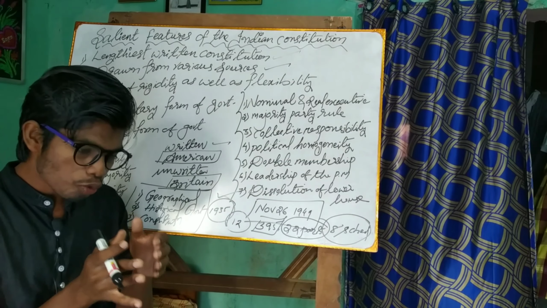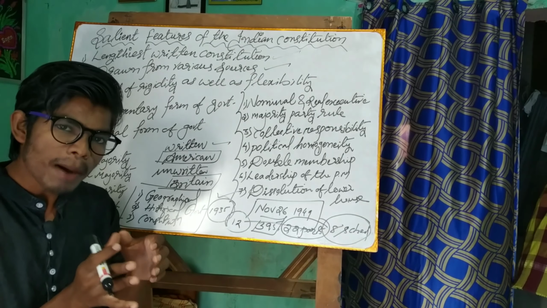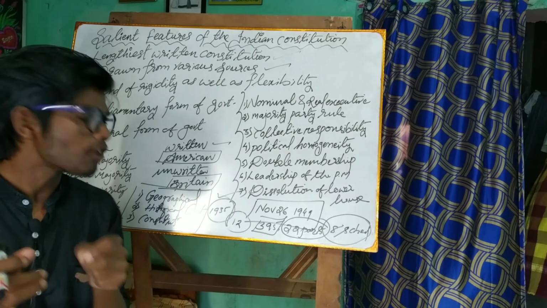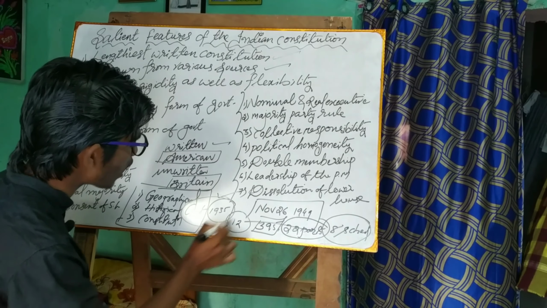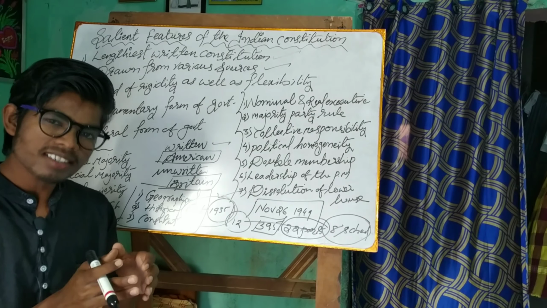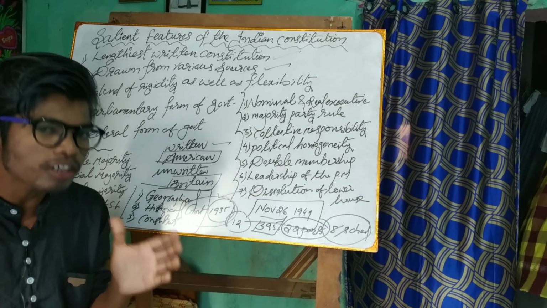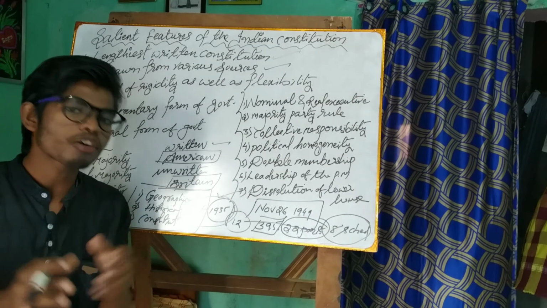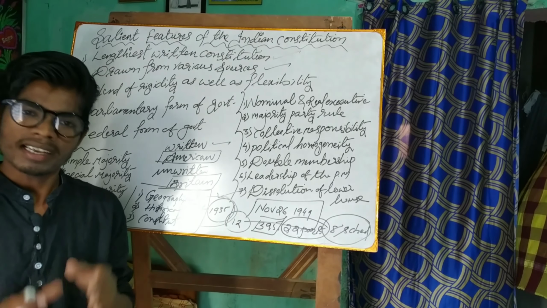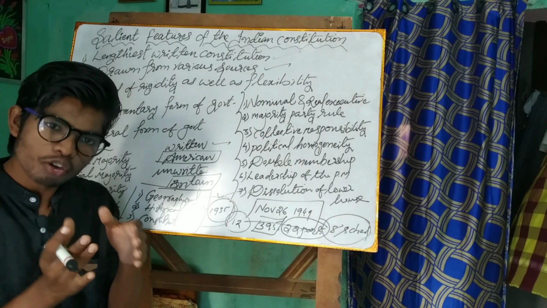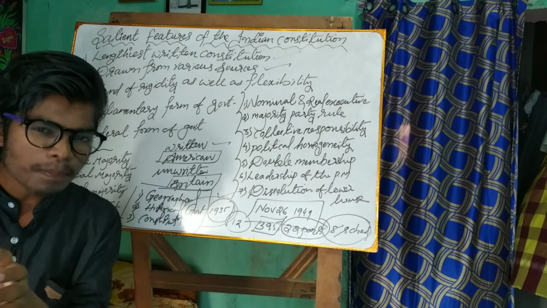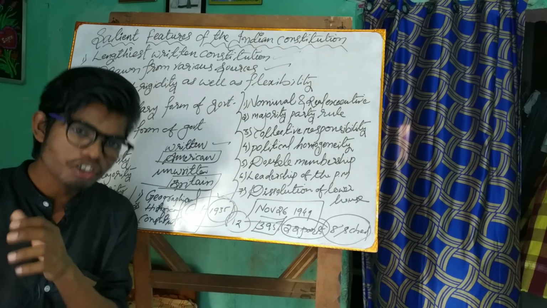Basically, the structural part of the Indian Constitution is to a large extent derived from the Government of India Act of 1935. And the philosophical part, that is the fundamental rights as well as the directive principles of state policy, are derived largely from the American Constitution as well as the Irish Constitution. That means the fundamental rights are derived from the American Constitution and the directive principles of state policy are derived from the Irish Constitution.